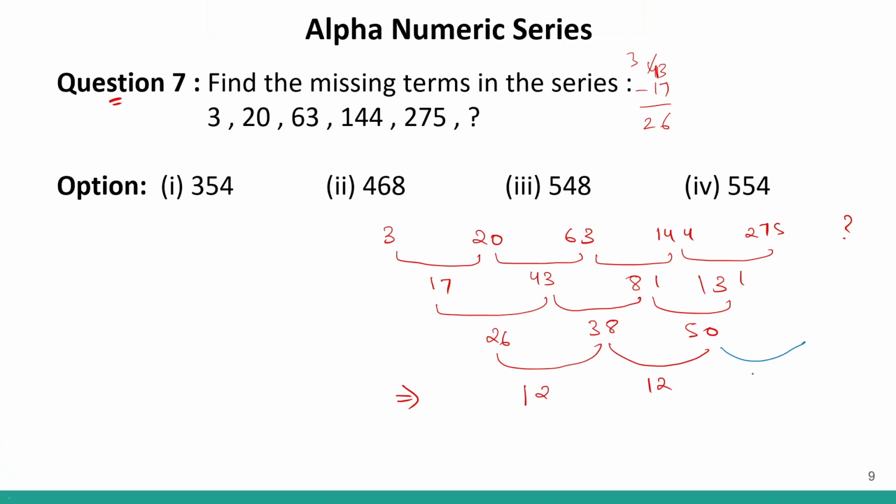So the next term will also be a difference of 12. A difference of 12 means 62. Basically we were adding 12, right? So the next term will be an addition of 12, that is 62. So if I add 62 to 131, I'll get 193. And if I add 193 to 275, 5 plus 3 will be 8, 9 plus 7 will be 16, 1 will carry, and 468. So over here we will get 468.